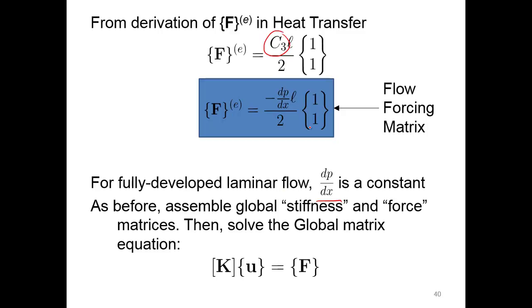So as before, we're going to sum our global stiffness and force matrices, and solve the global matrix equation to get global K values, and then ultimately we can solve for the global U's, and then work backwards to our local U values.